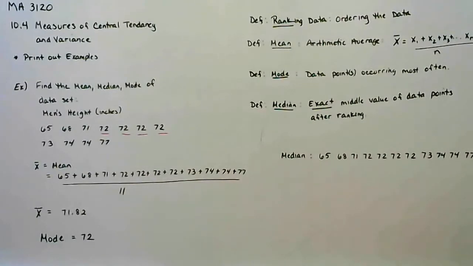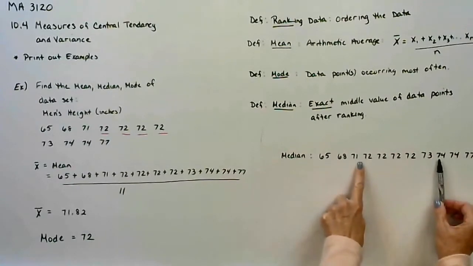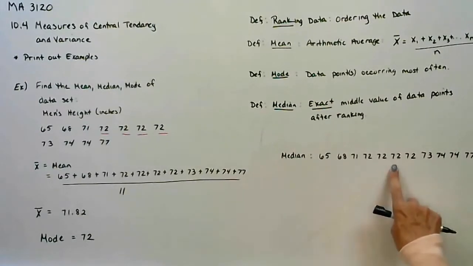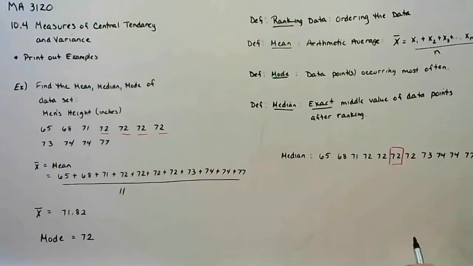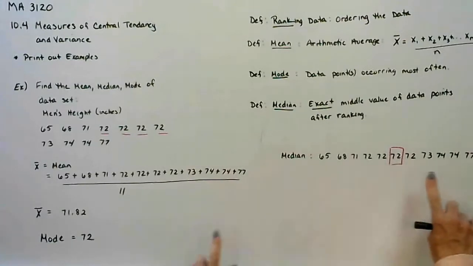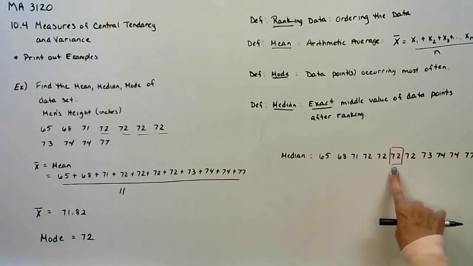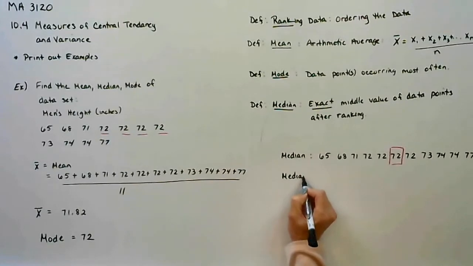The median is the exact middle. There's an odd number, so these two pair up, these two pair up, these two pair up, these two pair up, these two pair up. It looks like this particular number 72 is the exact middle value. Another way to think of it is there's 11 terms. 11 divided by 2 is 5 with 1 left over. If I come in from either direction 5, it's the 1 left over that would be the exact middle. So in this case, our median is 72.